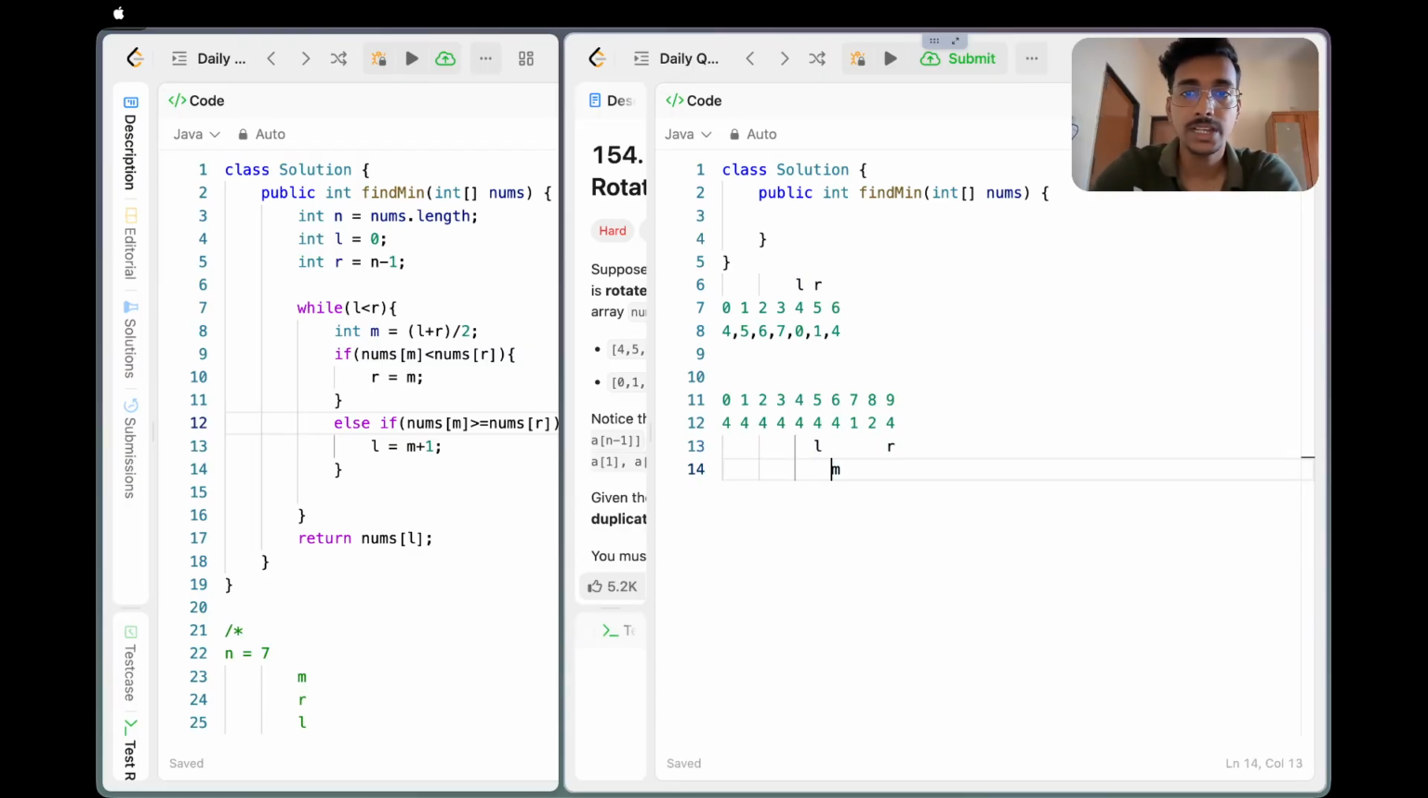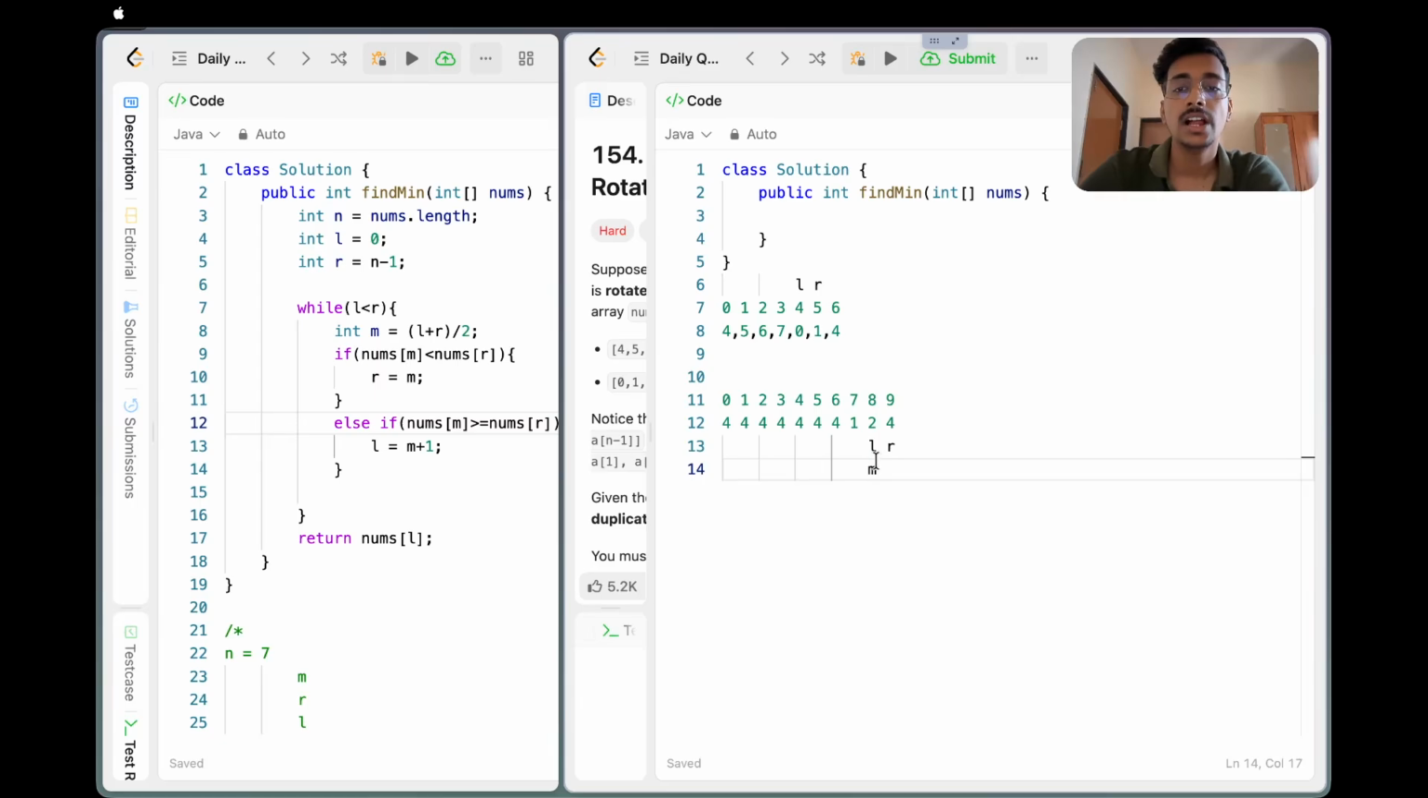And new mid will be at this point. 5 plus 9 is 14. 14 by 2 is 7. Again same scenario. 4 is again equal to this, so it will go into this if block, and L will be here, and mid will be again 8 plus 9 is 17. 17 by 2 is 8 only.